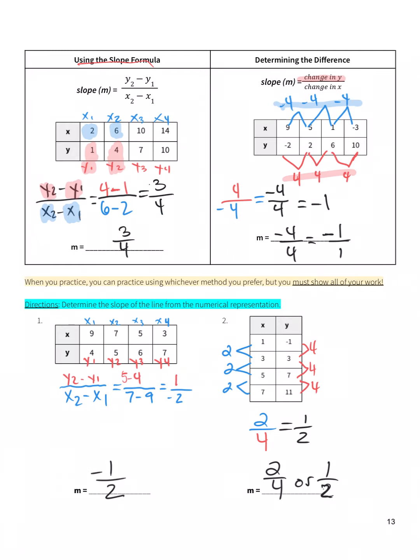Okay, hopefully you tried these on your own and you got the same answers. Negative 1/2 is the slope for number 1. And for number 2, the slope is 2 over 4 or 1 over 2. Why could it be both of these? It is because 1 over 2 or 1/2 is the simplified fraction, okay? You could have done these either way, it doesn't matter as long as you got the same answer. Now, if you did not get the same answer, you need to figure out what you did wrong and fix it in your notes.